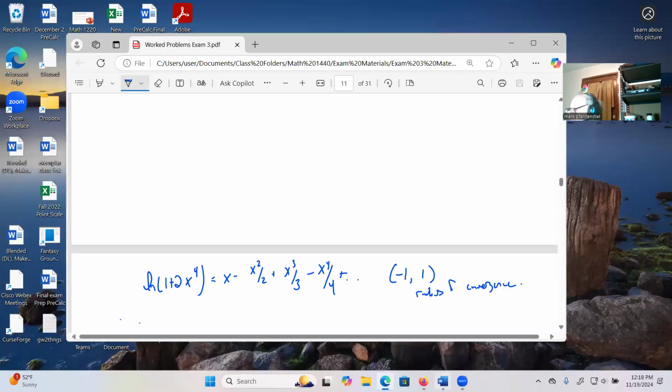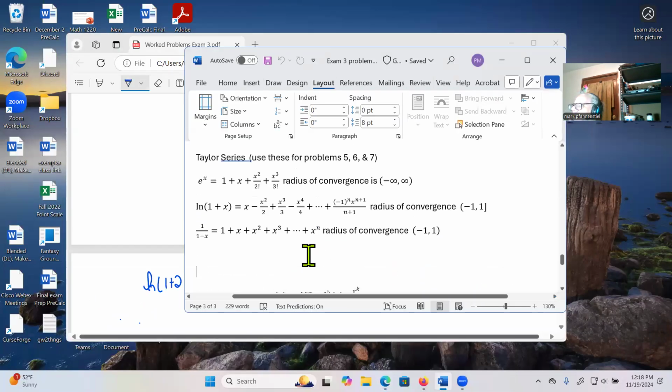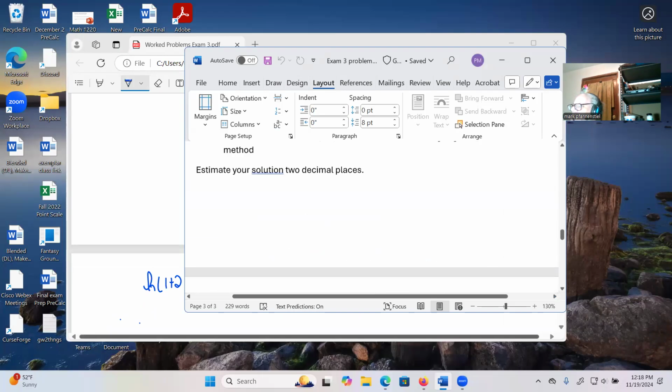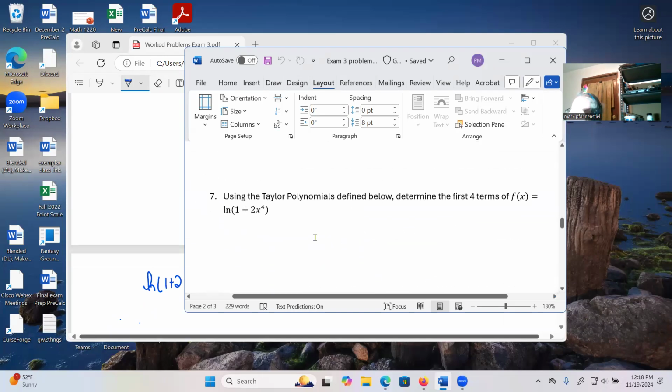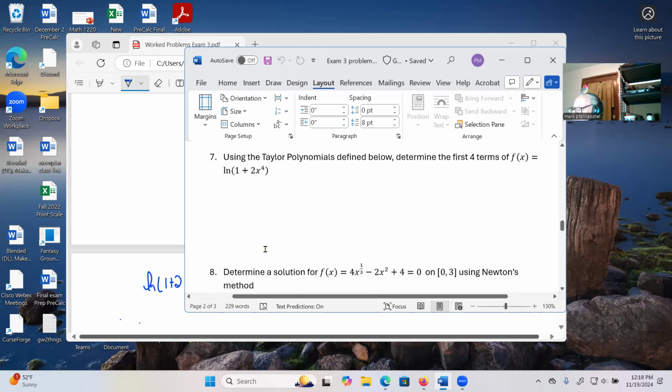All right, problem number 7 here. Let's have a look at what problem number 7 looks like. Using Taylor polynomials defined below, determine the first four terms of f of x equals ln of 1 plus 2x to the fourth.